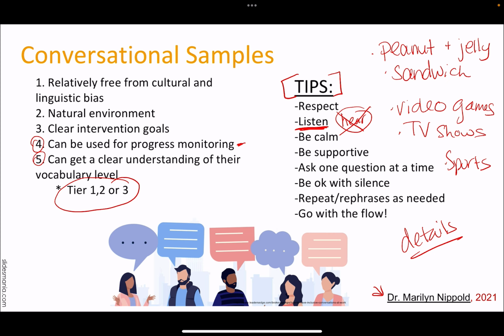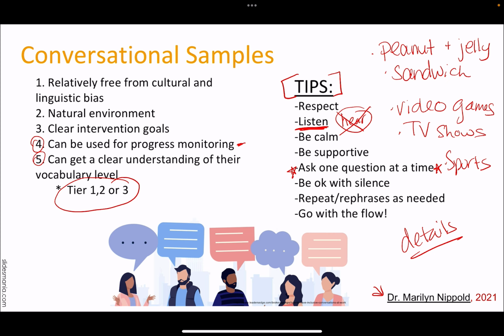So really listening to your clients is really important. Staying calm, being supportive. Ask one question at a time. This one's really critical because when we're dealing with language disorders, asking multiple part questions or asking multiple questions at a time is going to be really challenging for our client to hold in their mind and then be able to regurgitate or answer all those parts of that question.